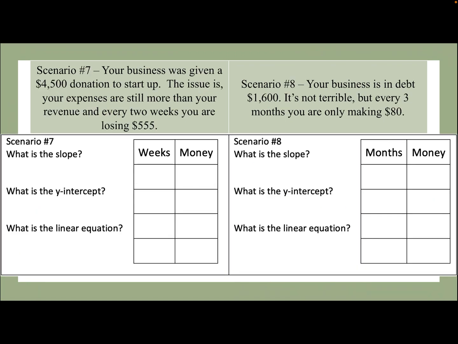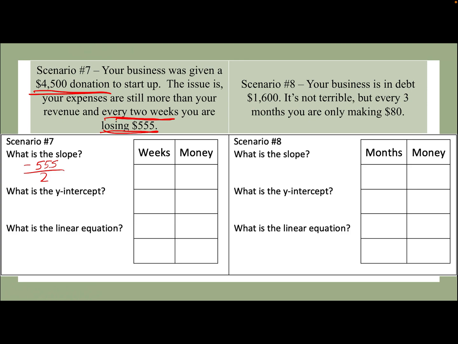On to scenario 7. Your business was given a $4,500 donation to start up. So we have a donation to start up. The issue is your expenses are still more than your revenue, and every 2 weeks you are losing $555. This first one asks for our slope. So our slope, how are we changing? We are losing $555 every 2 weeks. If I divide that, I do get a decimal, a fraction. It's going to stay like that.